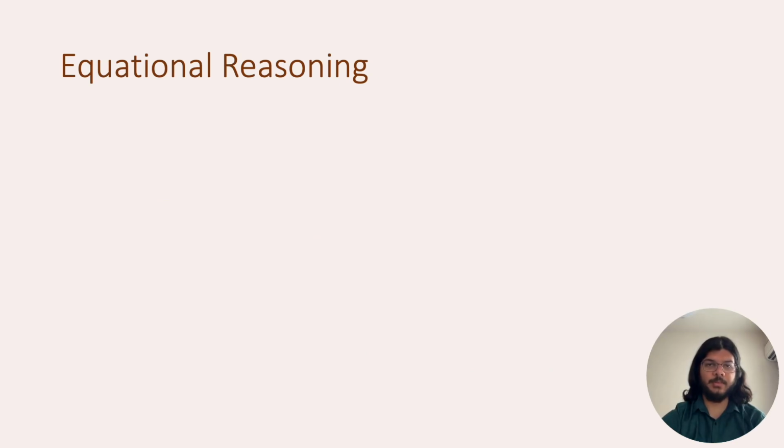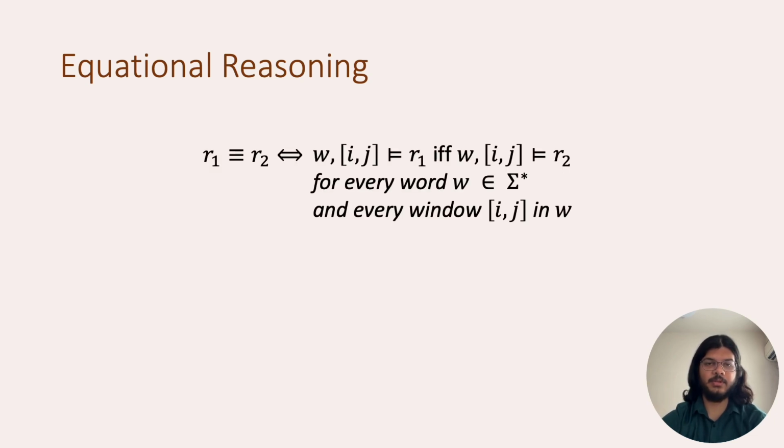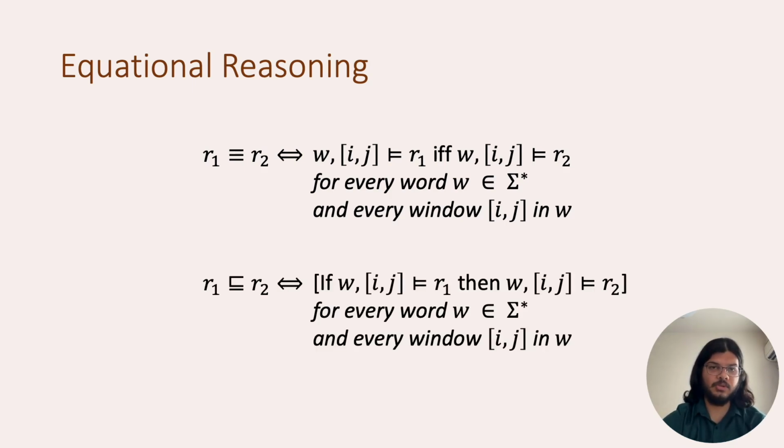With the help of our semantics, we can perform some simple equational reasoning. This requires 2 definitions. The notion of regex equivalence says that 2 regexes match exactly the same windows on exactly the same words. The other notion of inclusion says that if the first one matches a window on a word, then so does the second one.